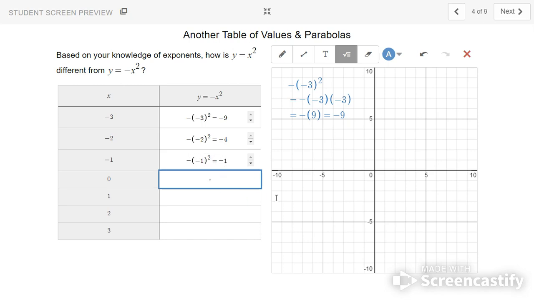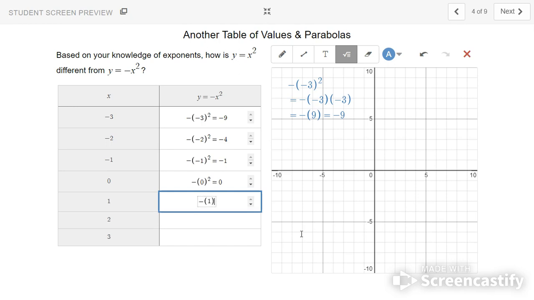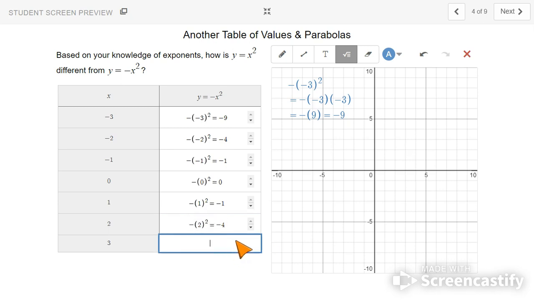Next, negative times 0 squared, that's 0. Next, negative times +1 squared. That's -1. Negative times bracket 2 squared, that's -4, and finally negative times 3 squared is equal to -9.